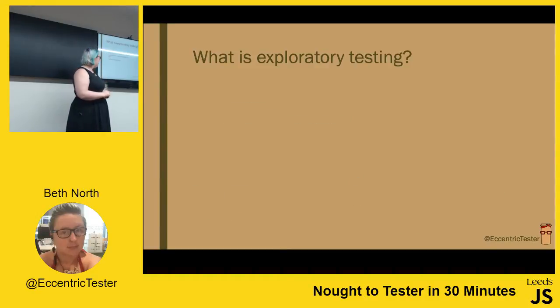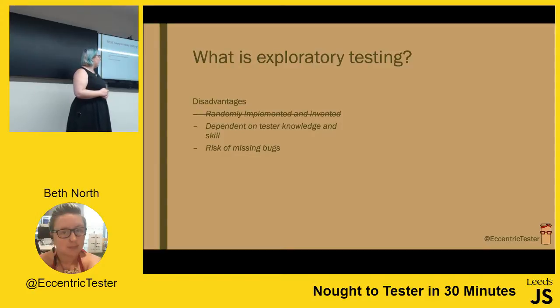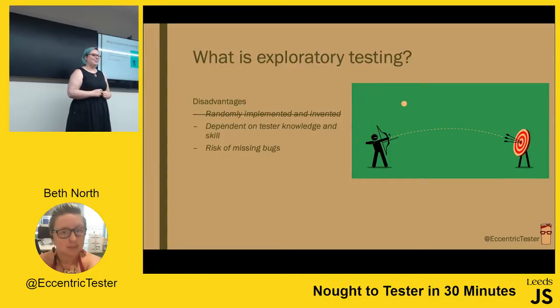So, disadvantage number one, randomly implemented and invented. We're not just going there clicking around at random things. We've already initially targeted what we want to look at and why using the 3 main schools of thought. So we're not just going, here's a whole target board and we want to hit everything. We kind of go, here's an area that we want to look at.